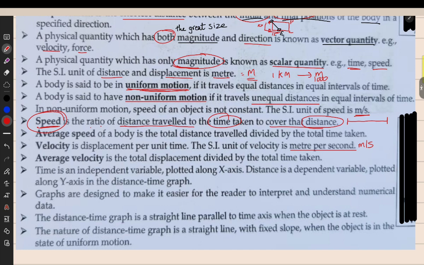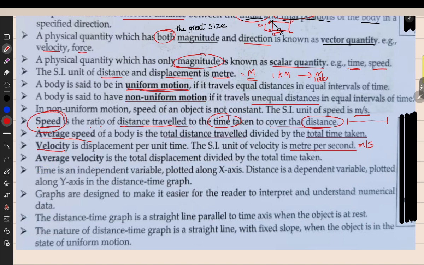Even if you can go 90 kilometers per hour, in traffic you can't; you may only move at less than 20 or less than 10. So while calculating speed, everyone will not take the actual speed, the highest speed or the lowest speed; they will always take the average speed. Average speed of a body is the total distance traveled divided by the total time taken. Clear?